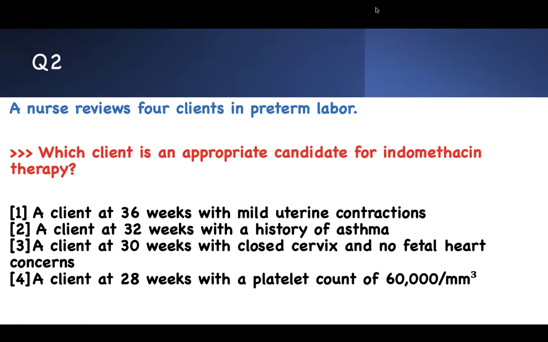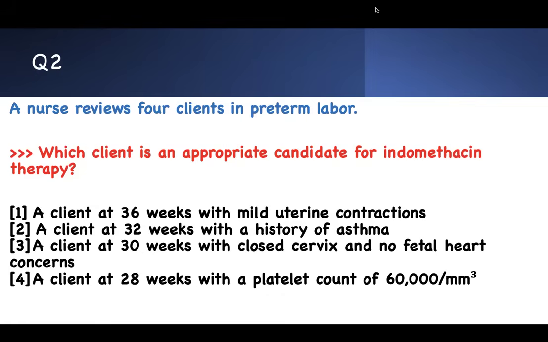Which client is an appropriate candidate for Indomethacin therapy? It's reviewed for clients in preterm labor who need Indomethacin. A client at 36 weeks with mild uterine contraction. A client at 32 weeks with a history of asthma. A client at 30 weeks with closed cervix and no fetal heart concerns. A client at 28 weeks with platelet count of 60. Preterm labor means you have contractions, effacement, and dilation before the end of 37 weeks. Which client is appropriate? Whoever does not meet the criteria for Indomethacin, you eliminate.